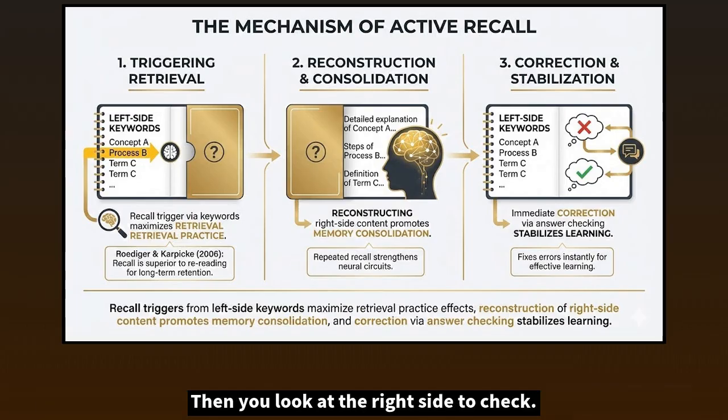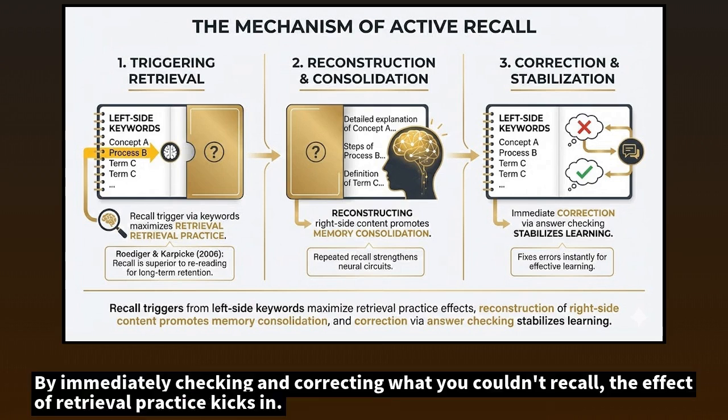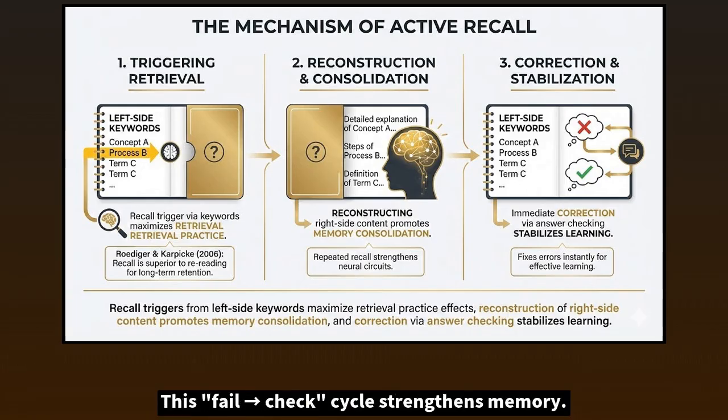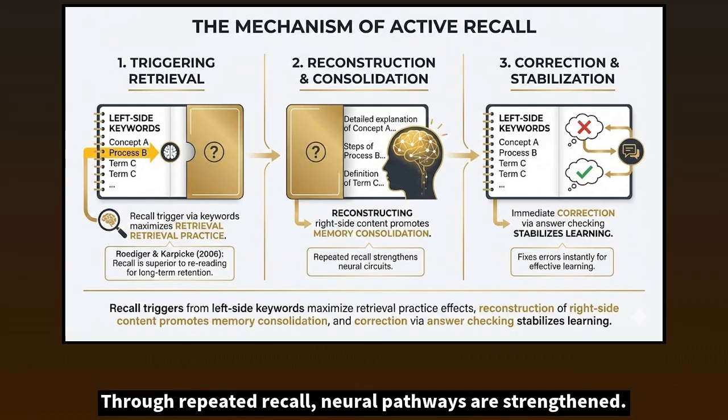Then you look at the right side to check. By immediately checking and correcting what you couldn't recall, the effective retrieval practice kicks in. This fail, then check cycle strengthens memory. Through repeated recall, neural pathways are strengthened.